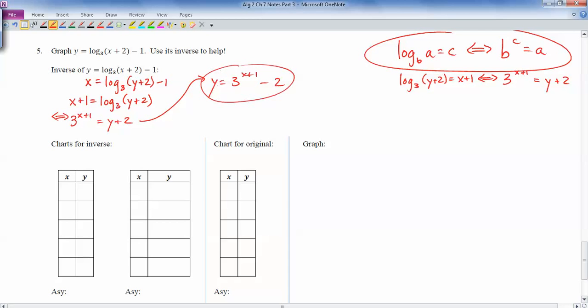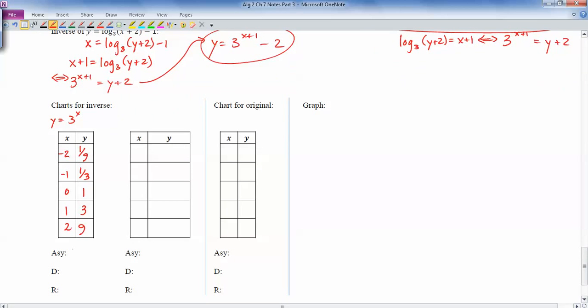Well, we know how to graph this. So first we're going to graph the parent function. So this is for the inverse. The parent is y equals 3 to the x. So let's do negative 2, negative 1, 0, 1, 2. 3 to the negative 2 is 1/9. 3 to the negative 1, 1/3. 3 to the 0, 1. 3, 9.